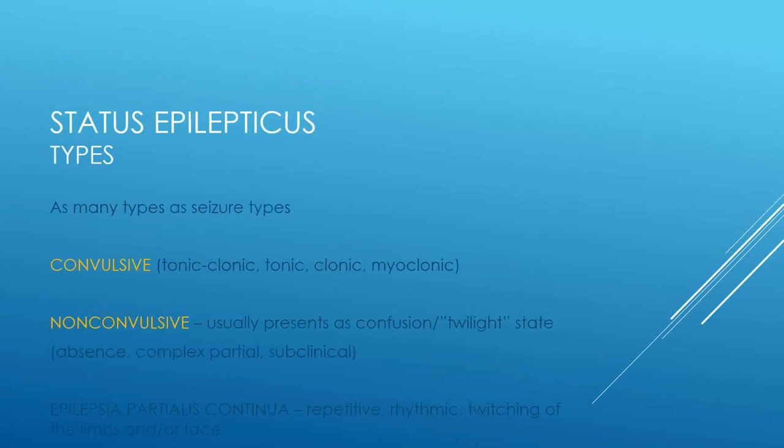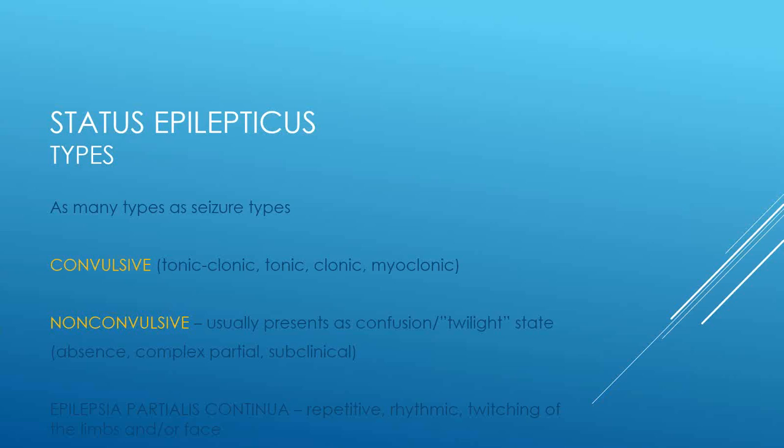There are as many types of status epilepticus as there are seizure types. So any type of seizure may progress into status epilepticus. But for practical purposes, we usually look at status epilepticus as convulsive and non-convulsive. Convulsive means ongoing tonic, clonic, or myoclonic seizures. Non-convulsive usually presents as confusion, a twilight state, or unresponsiveness.